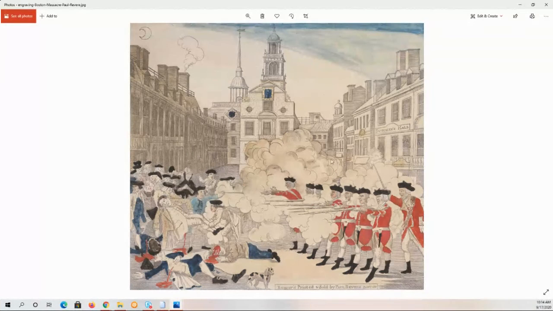And so you have this picture here that shows an otherwise, as you can see, empty street, peaceful people being murdered. Okay. So this is where you start getting the name the Boston Massacre come out. And it's portrayed as a massacre, obviously, by this picture. And a picture's worth a thousand words, right?